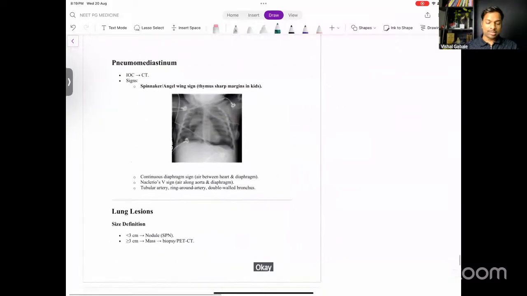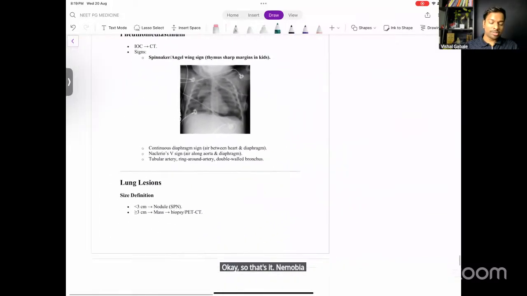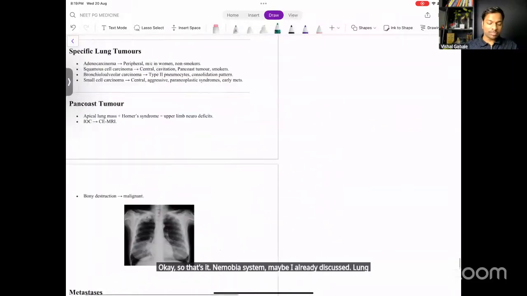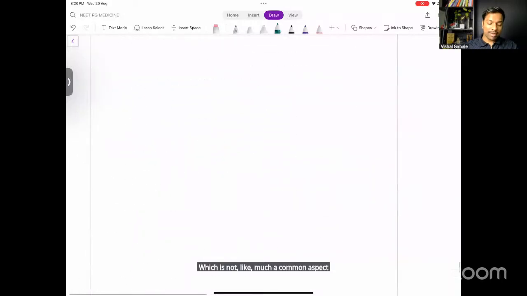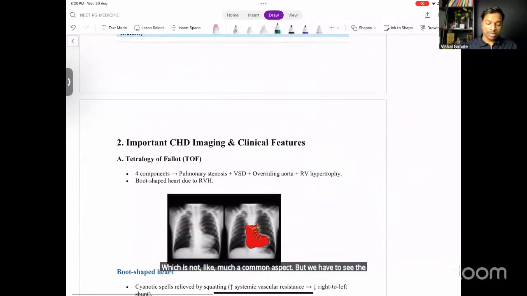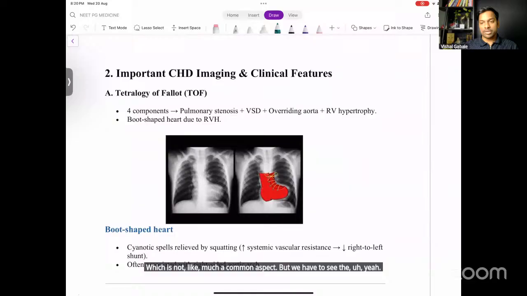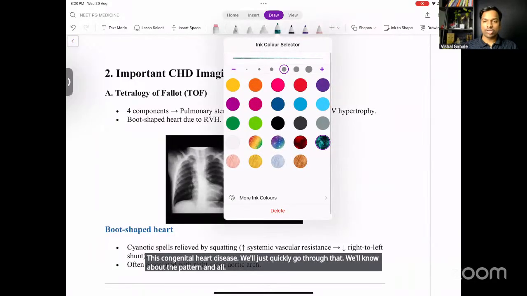Okay, so that's it. Pneumobilia, maybe I already discussed. Lung malignancies and all are there, which is not a very common aspect, but we have to see it. Now the congenital heart disease, we'll just quickly go through that. We'll know about the pattern and all. I'll just quickly revise that for you.